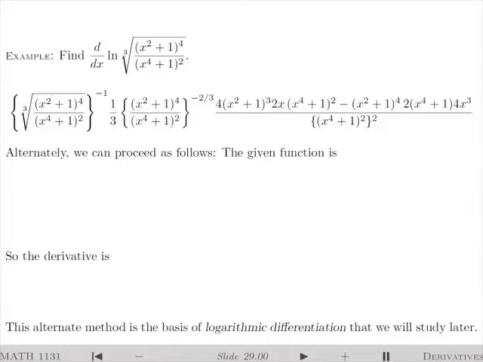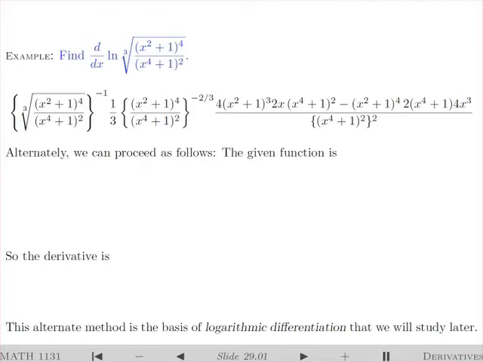Welcome. In this session, we are going to differentiate yet another logarithmic expression. This has been chosen specifically to illustrate one important point about differentiating logarithmic expressions, especially when you need to simplify that. The problem is to differentiate ln of cube root of some fraction.